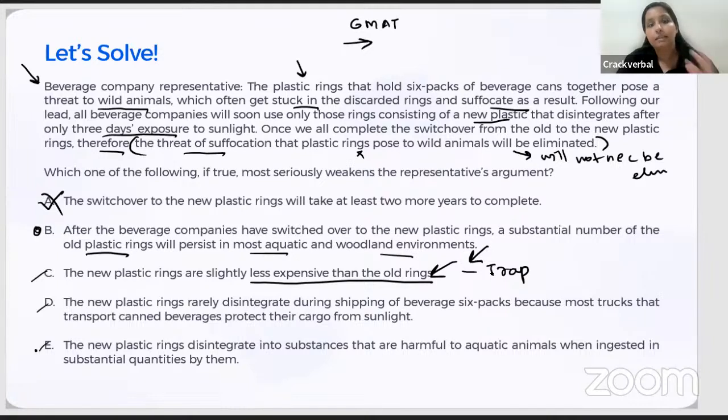Okay, this is where I said you have to keep your focus very sharp on what am I expected to do. This might be good, but it is telling me nothing about the threat of suffocation not necessarily being eliminated. It's about cost, no relationship whatsoever.